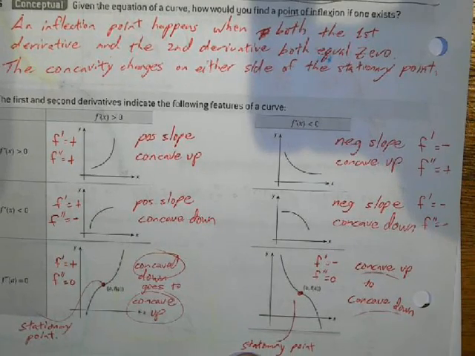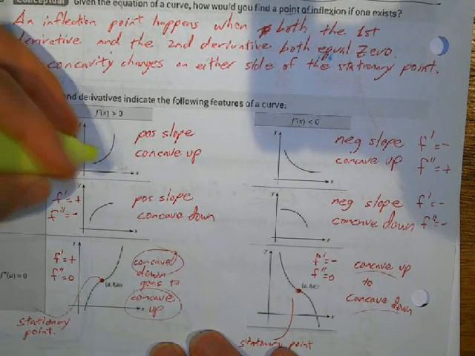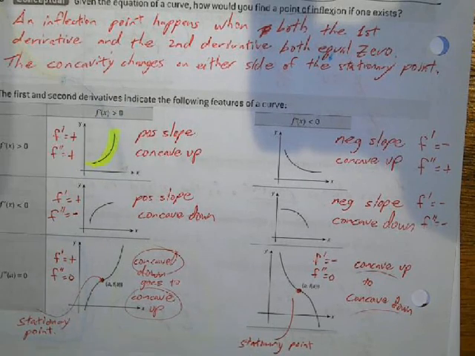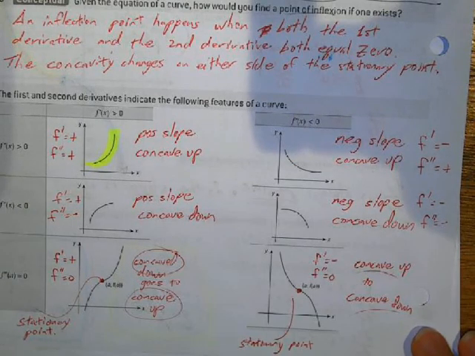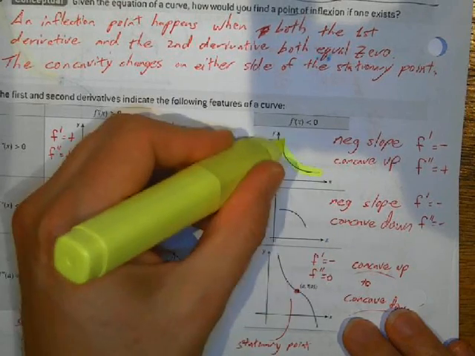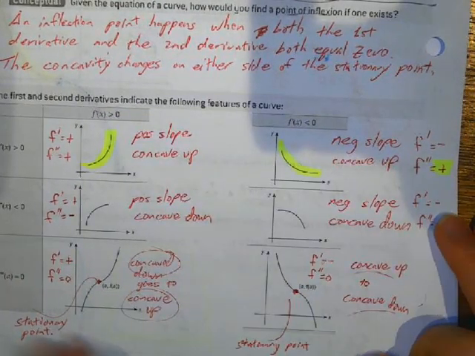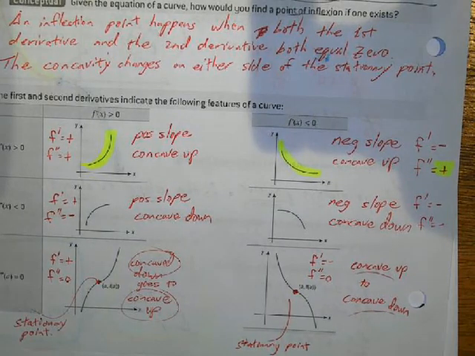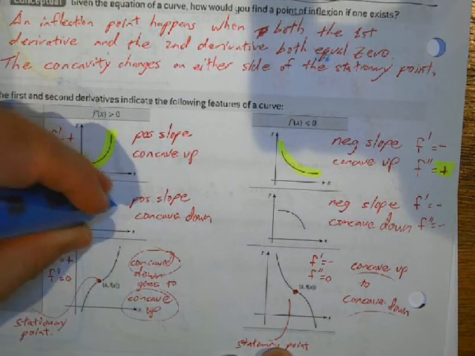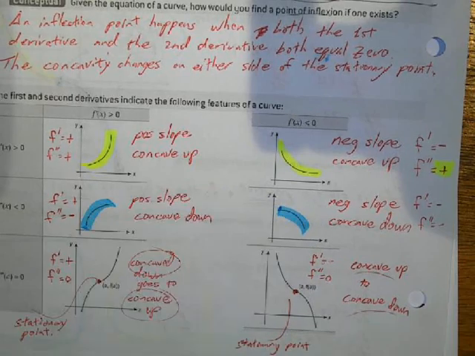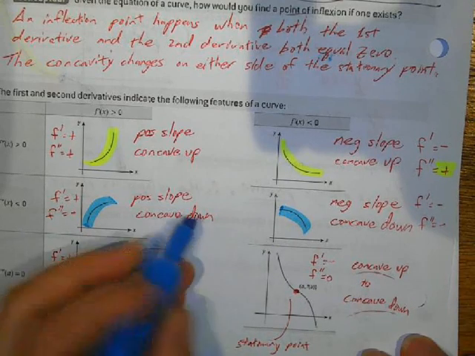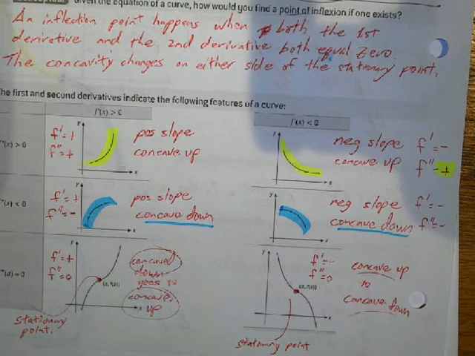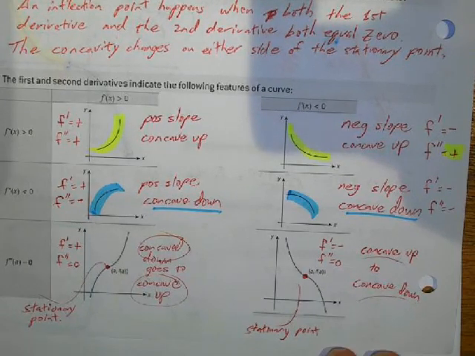So here we have concave up, and that's when the first derivative and the second derivative are both positive. Here we have concave up because the second derivative is positive. I might want to copy this down. So right now I'm looking at the shapes of the curves, and that's going to tell me if it's concave up or concave down.